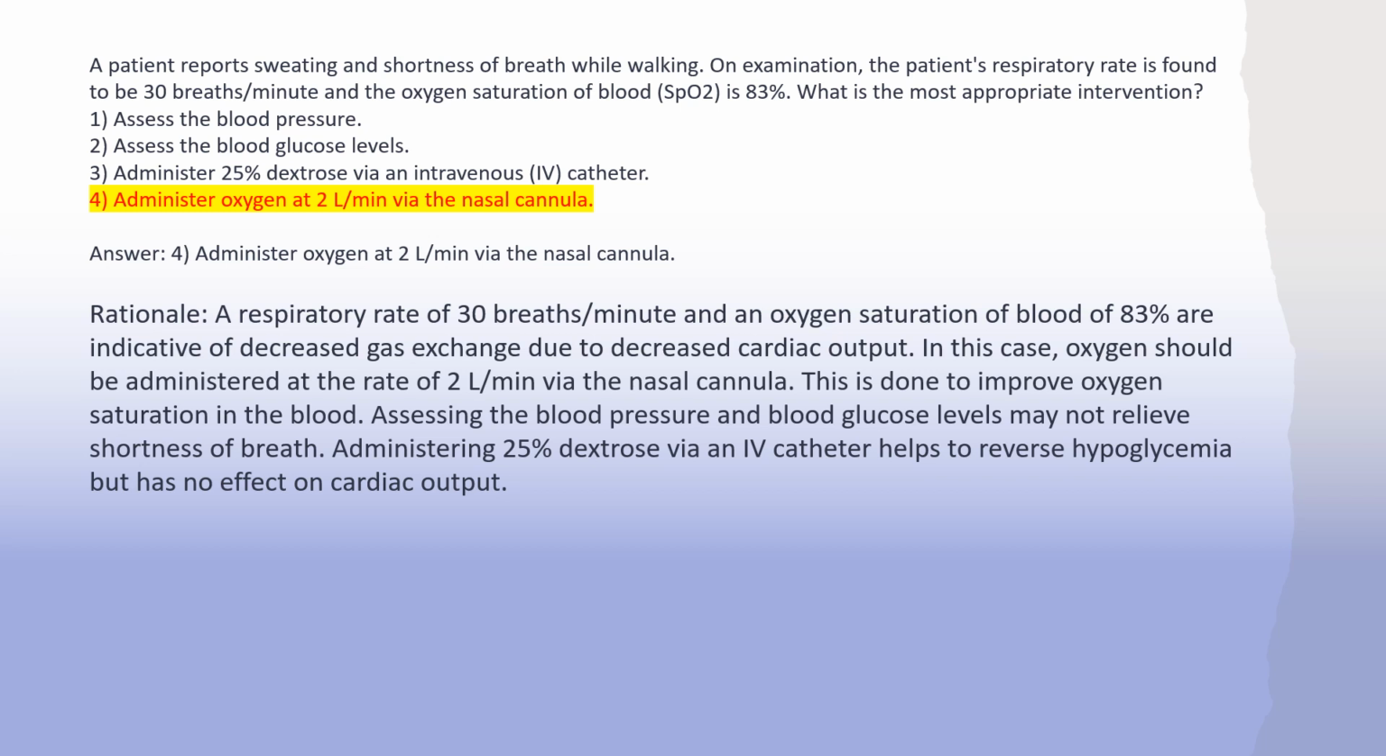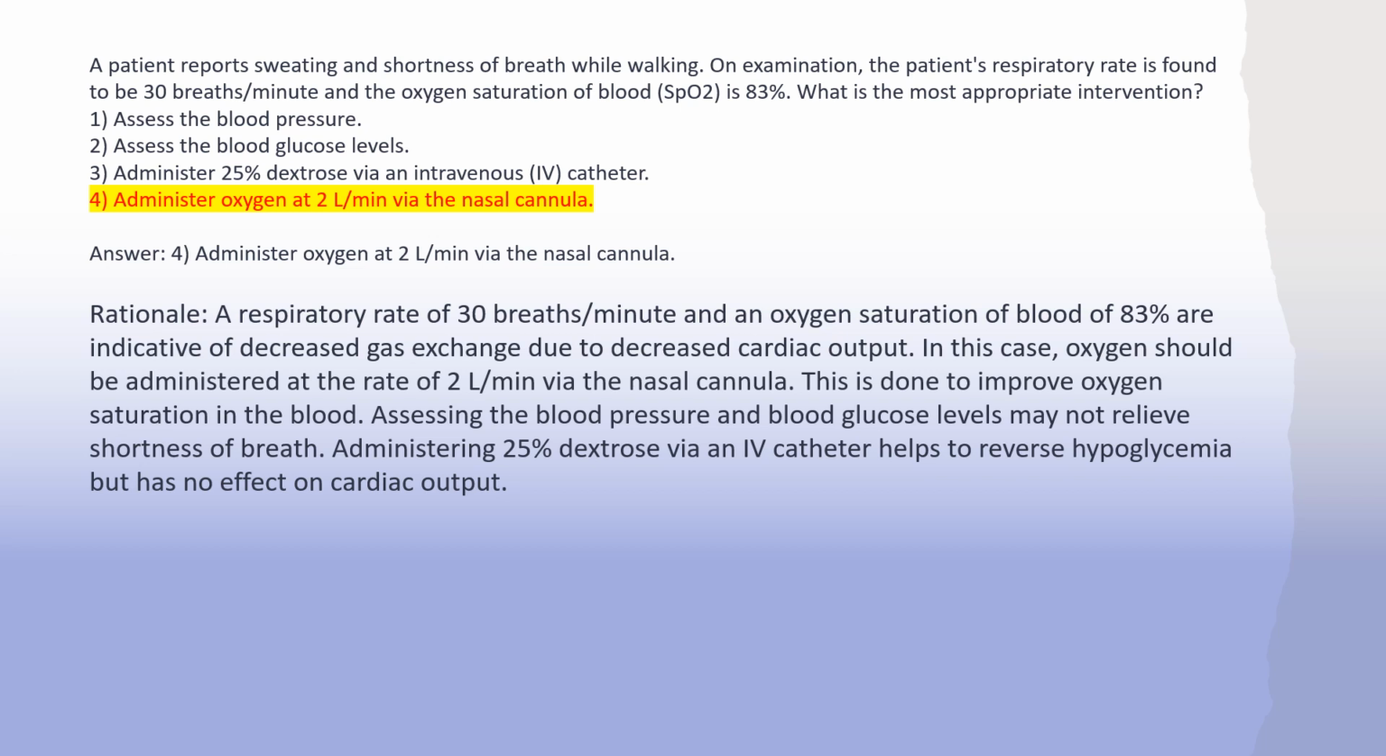Answer: 4. Administer oxygen at 2 L per minute via the nasal cannula. Rationale: a respiratory rate of 30 breaths per minute and an oxygen saturation of blood of 83% are indicative of decreased gas exchange due to decreased cardiac output. In this case, oxygen should be administered at the rate of 2 L per minute via the nasal cannula. This is done to improve oxygen saturation in the blood.